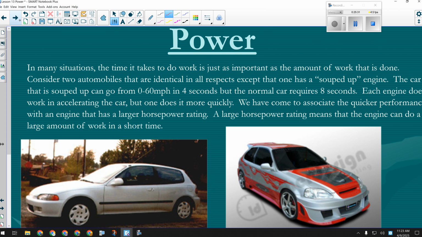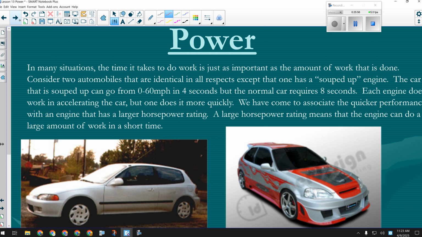The other one, Vin Diesel and Paul Walker have done a little work on. They've got it all fast and furious out, and it is generating far more power. Now if we compare these two, this one can get from 0 to 60 in 4 seconds. This one, 8 seconds. So which one's more powerful?